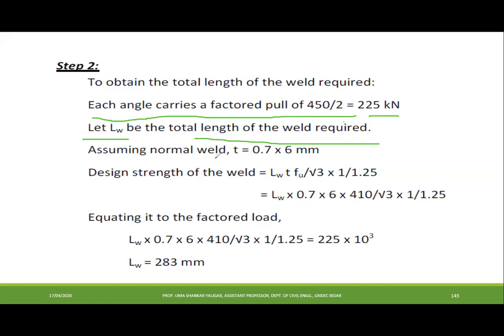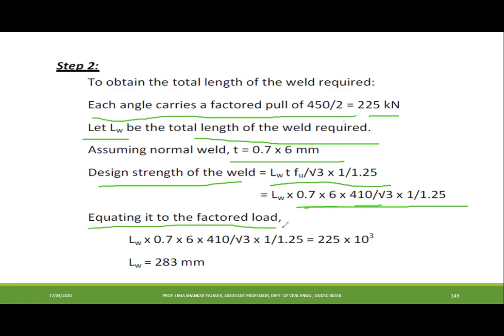We are assuming the throat thickness T is equal to 0.7 into S. S we have already taken as the size of the weld, 6 mm. So 0.7 into 6 is the throat thickness. We know that the design strength of the weld is equal to LW into T into Fu by square root of 3, divided by gamma MW. The same formula you saw in the previous problem. By using the same formula, if you substitute your T value 0.7 into 6, Fu 410 divided by square root of 3, divided by 1.25 gamma MW, you will get this expression, and we equate it to the factored load.